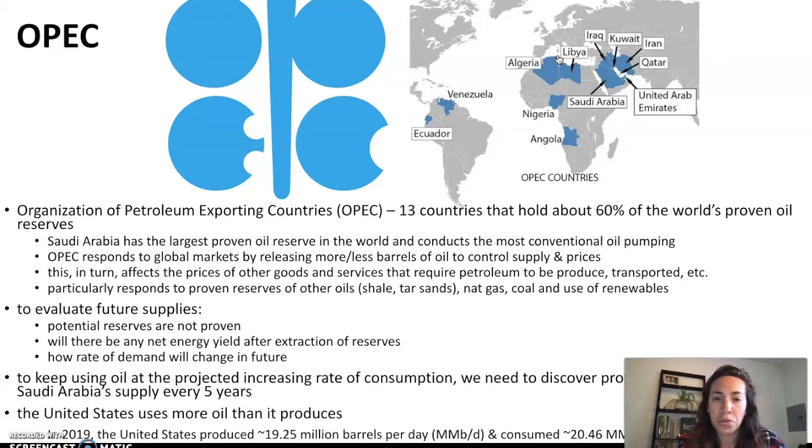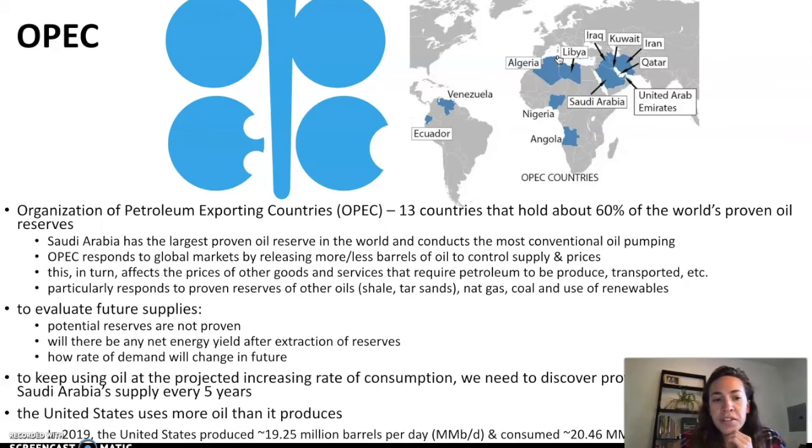OPEC has a fair amount of control over world markets, because they basically control when they release oil by the barrel to the world market. And so by having that ability to release more or fewer barrels of oil, they control the supply of oil and thus can control the prices, no matter what the global demand is for oil at any given time. This obviously affects the price of additional goods and services that rely on oil and gas. The transportation of products, gas for consumer use, etc., are all going to be basically subject to whatever OPEC wants to do on the global scale.